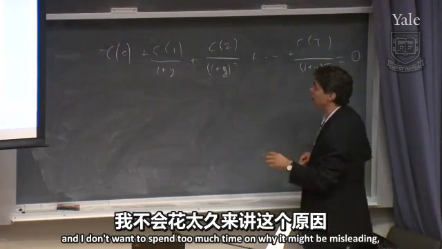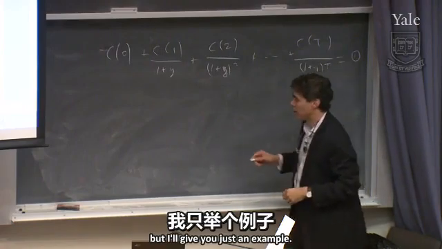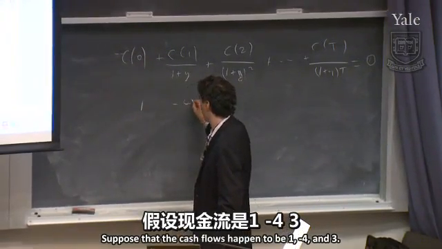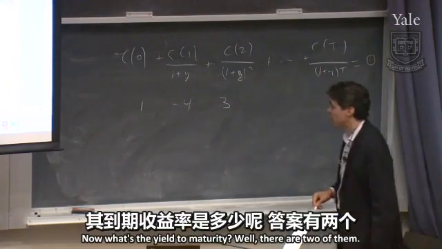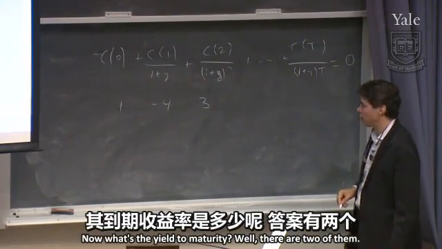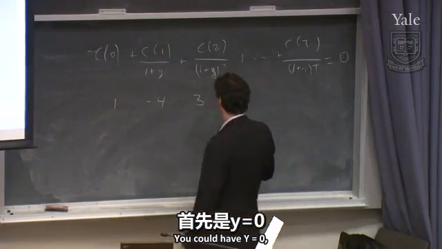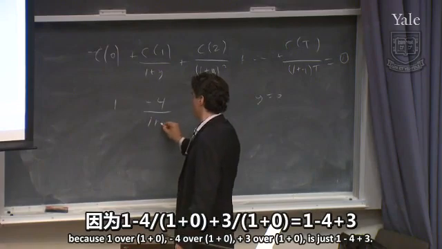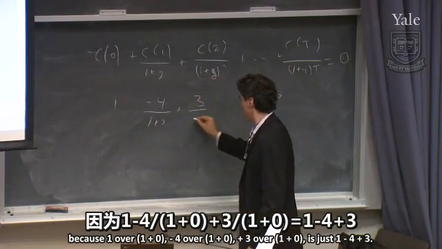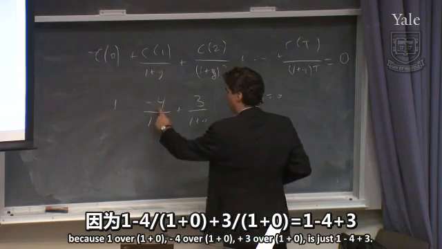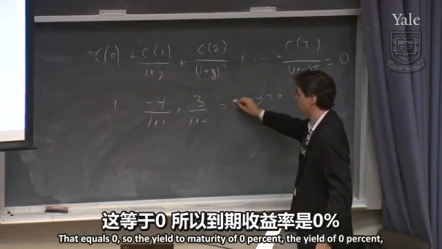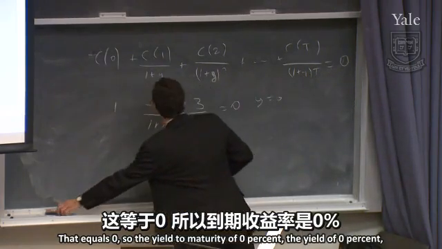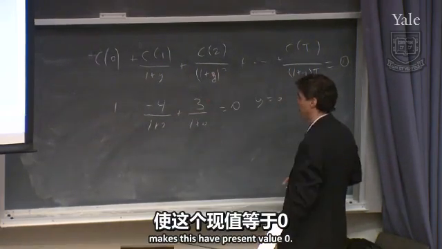I don't want to spend too much time on why it might be misleading, but I'll give you just an example. Suppose that the cash flows happen to be 1, -4, and 3. Now, what's the yield to maturity? Well, there are 2 of them. You could have y equals 0, because 1 over 1 plus 0, plus -4 over 1 plus 0, plus 3 over 1 plus 0, is just 1 minus 4 plus 3. That equals 0. So the yield of 0% makes this have present value 0.